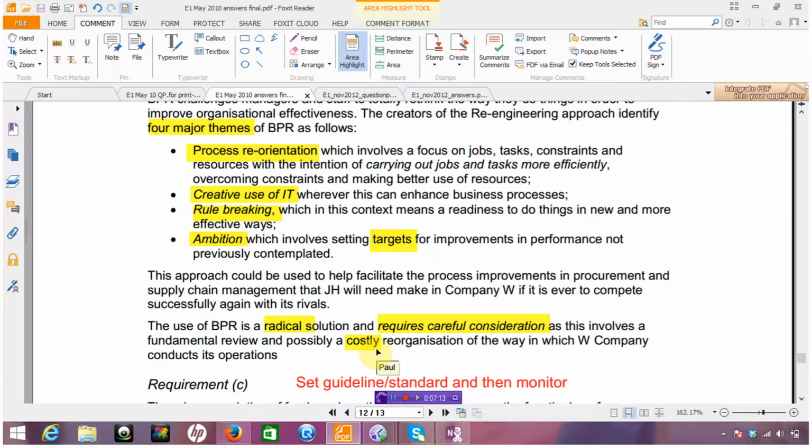Certainly it's a popular topic for examiners, so I'd certainly have a basic grip and understanding of the key elements of it.